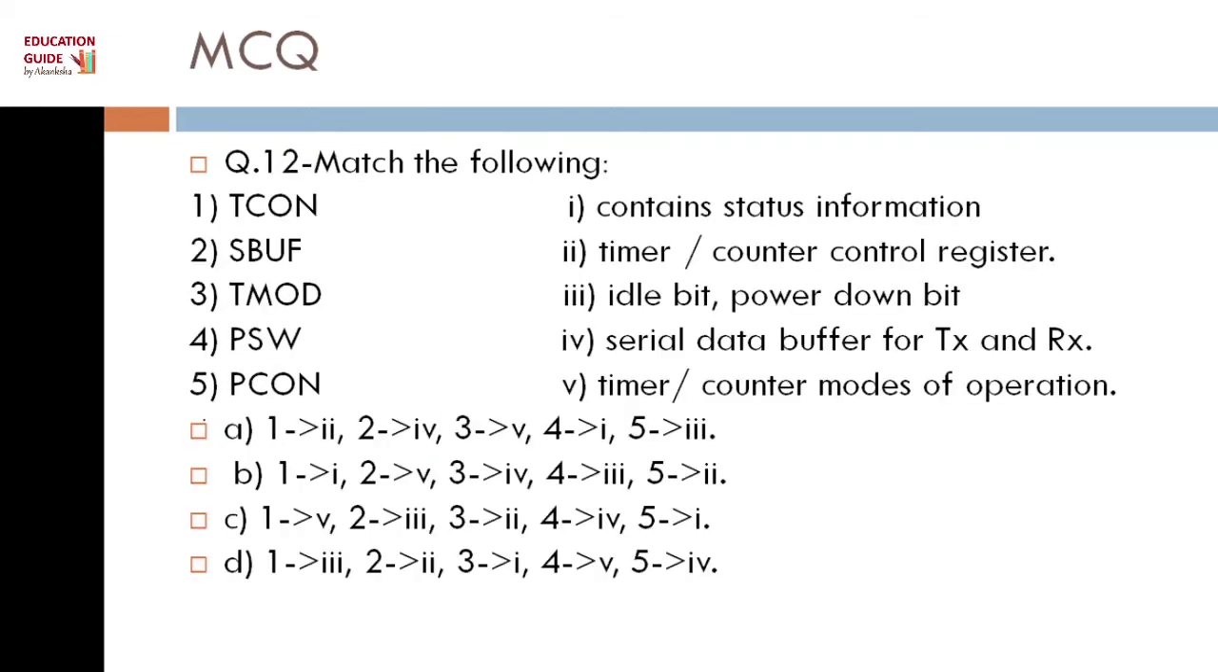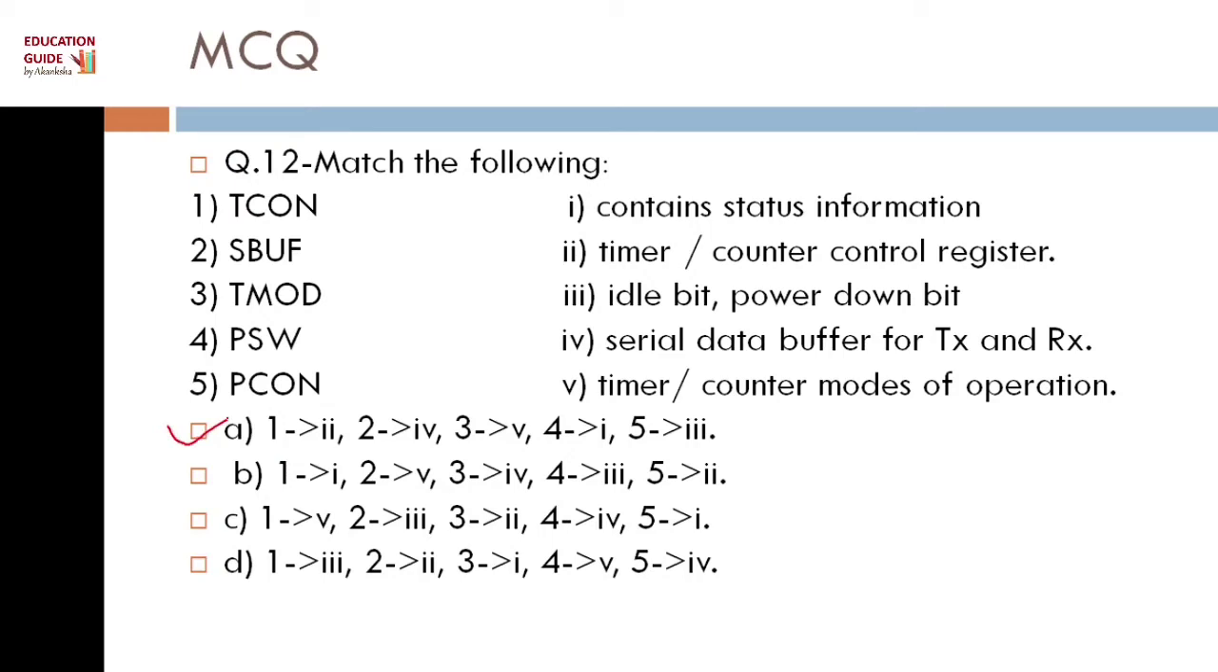Next MCQ is match the following. TCON contains status information, SBUF timer or counter control register, T mode idle bit, power down bit, PSW serial data buffer for transmission and receiver, TCON timer and control modes of operation. So options are as shown. So answer will be option 1.